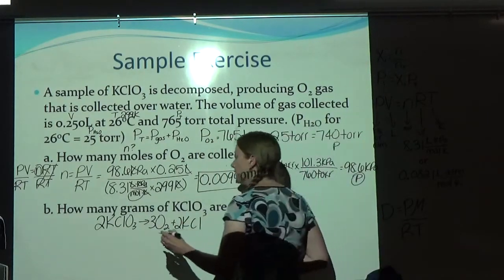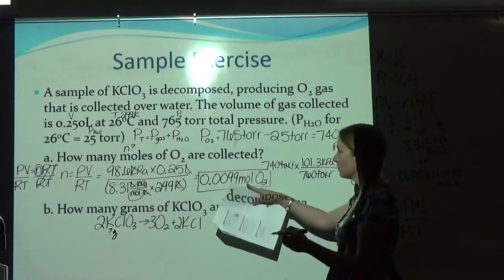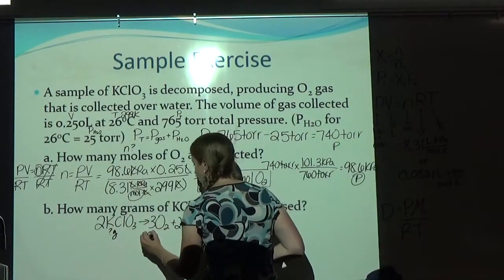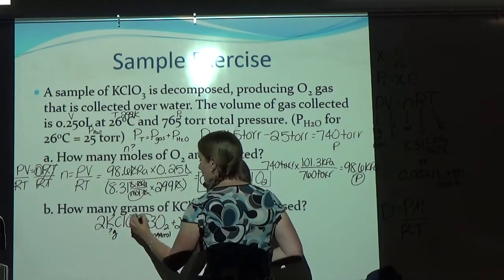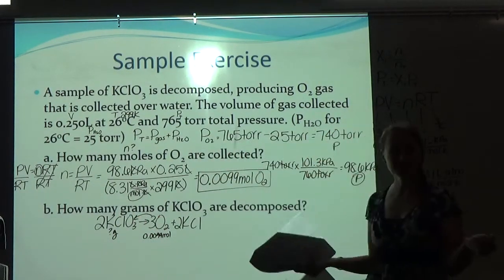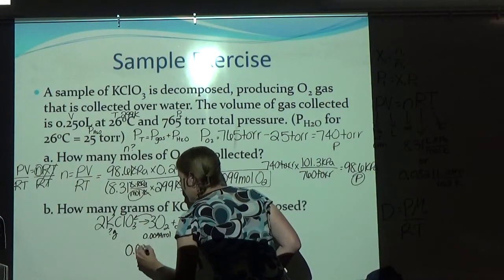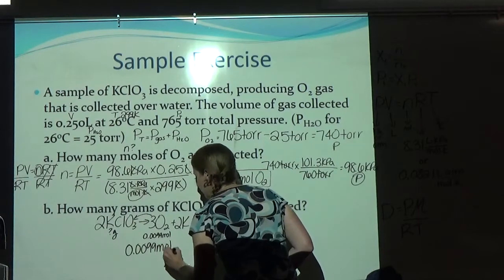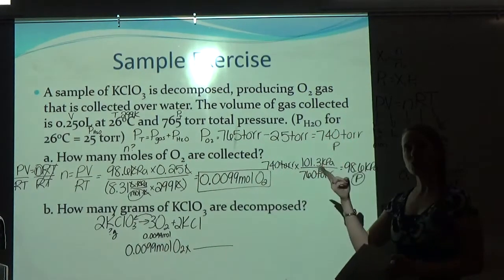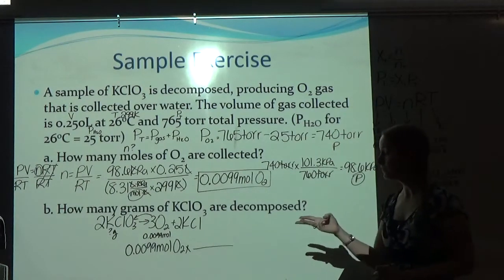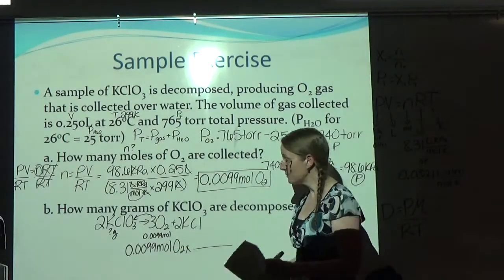Alright, so it says how many grams of KClO3 are decomposed? Well, we started with 0.0099 moles of oxygen. So we're just going from here to here. It's super easy, just a stoichiometry problem. So I start with my 0.0099 moles of oxygen. Remember, stoichiometry has 3 steps. Convert to moles, mole ratio, change to unit asked for. Step 1 is convert to moles. I already have moles, so I can move on to step 2.